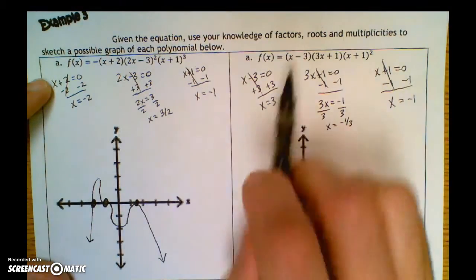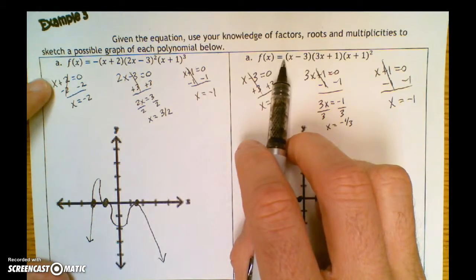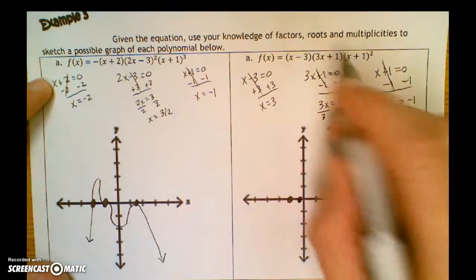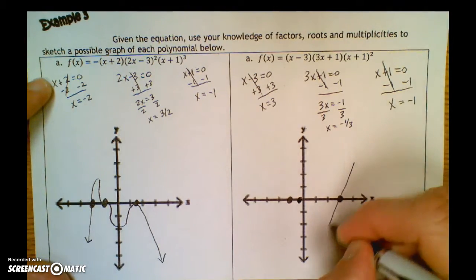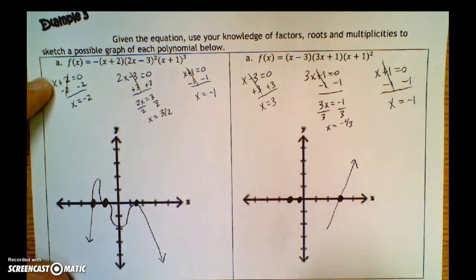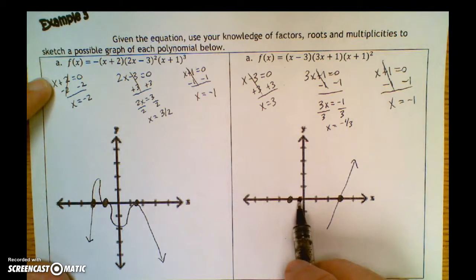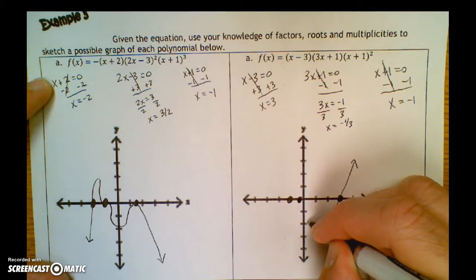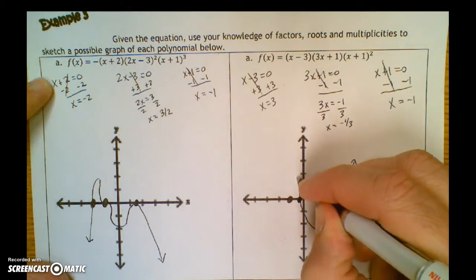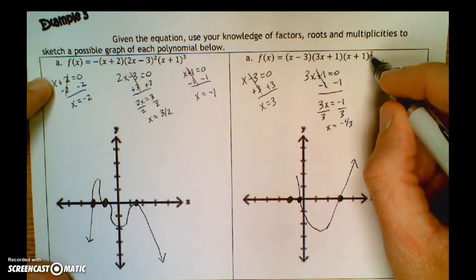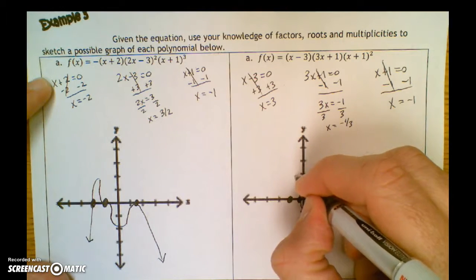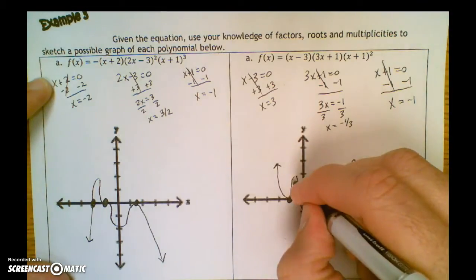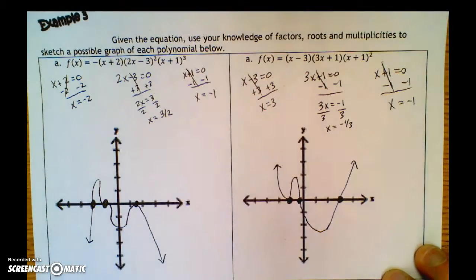Alright, so same thing. This is a positive because there's no negative in the front, so I'm going to be ending up. At +3, my exponent is 1, so I'm going to go straight through at +3. At -1/3, it's also going straight through. And then at -1, it bounces, so I have to come up and then bounce down. And then here's the approximation of my graph.